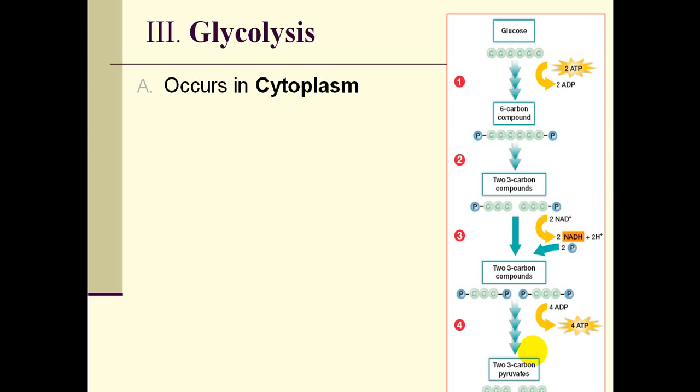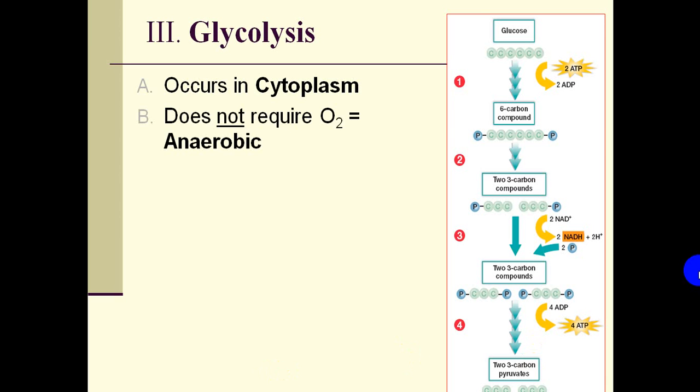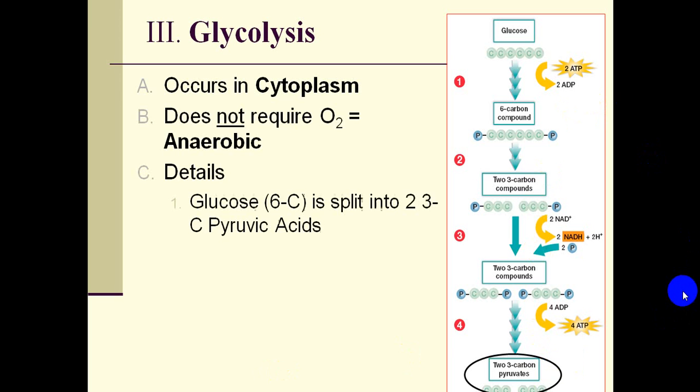Now, this is important because bacteria, you might recall, are prokaryotes. They do not even have organelles, and they do cellular respiration too. So, of course, glycolysis has to occur just in the cytoplasm. Now, this process, as I mentioned before, does not require oxygen, therefore we call it anaerobic. And let's look at the details that you need to know. Over here it looks intimidating, but there's not that much you need to know.